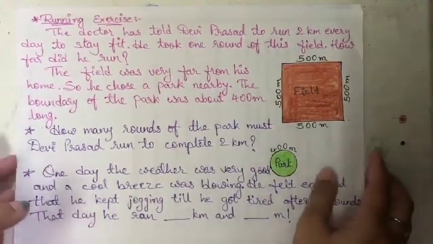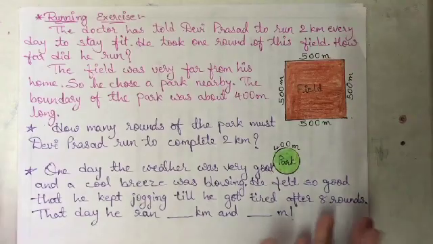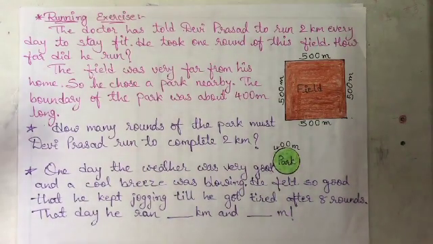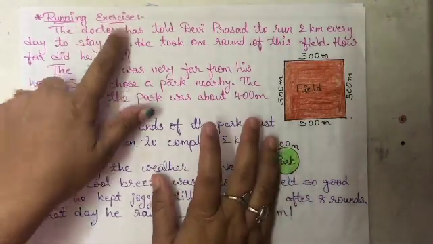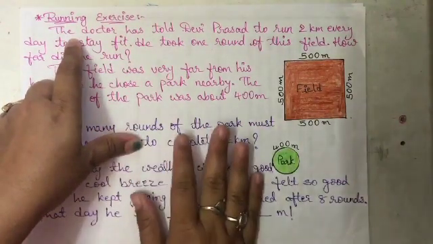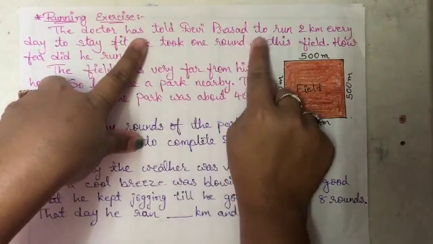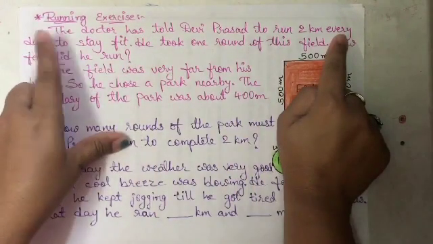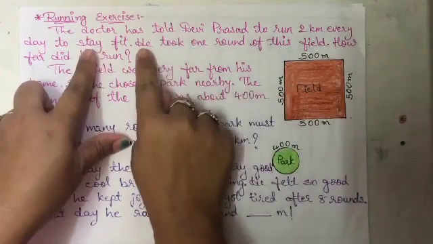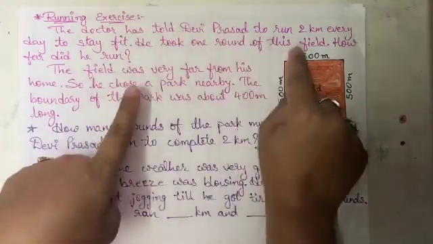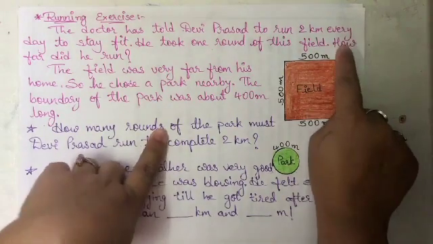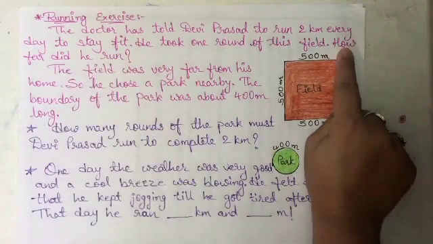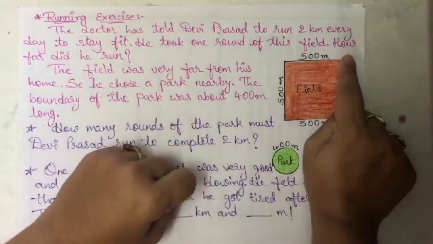Okay, let's have the word problem after the sums which we have seen of how to convert meter into kilometers. Let's see this. It's a running exercise. Fine, let's read that. The doctor has told Devi Prasad to run 2 kilometers every day to stay fit. He took 1 round of this field. You can see the brown color field I have drawn for you. How far did he run? This is your first question.